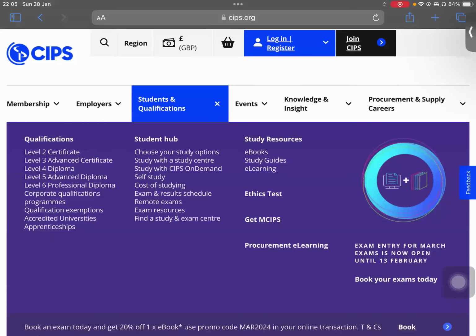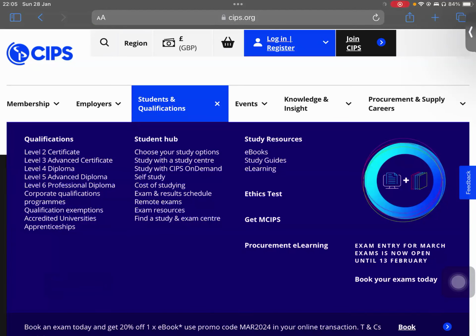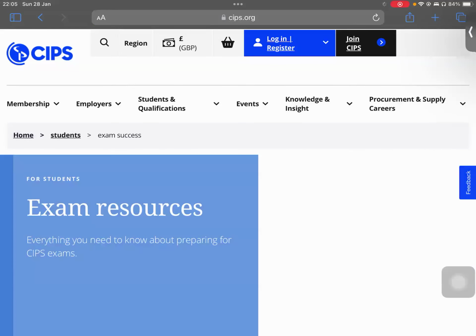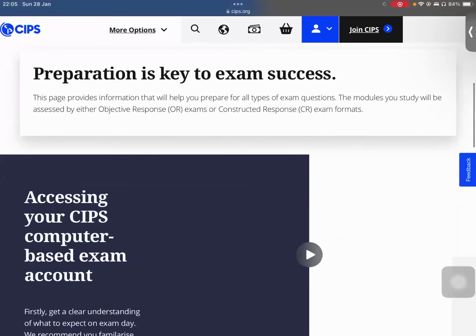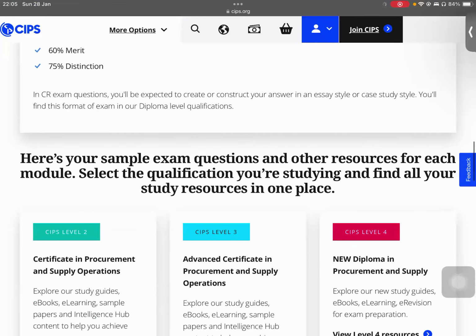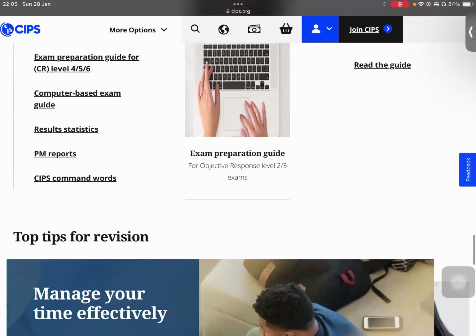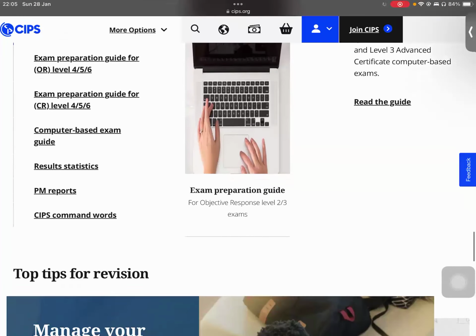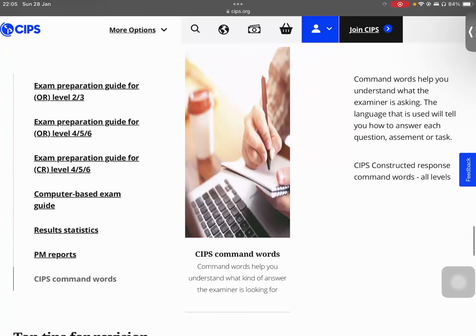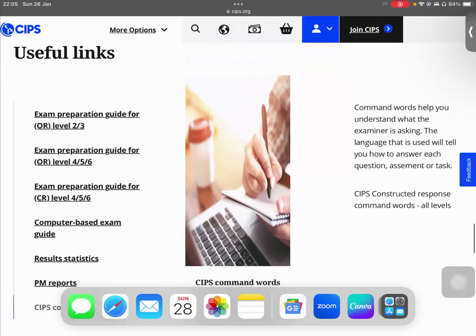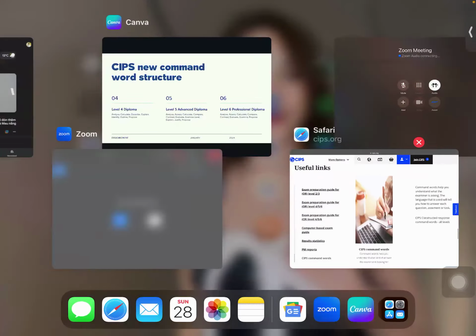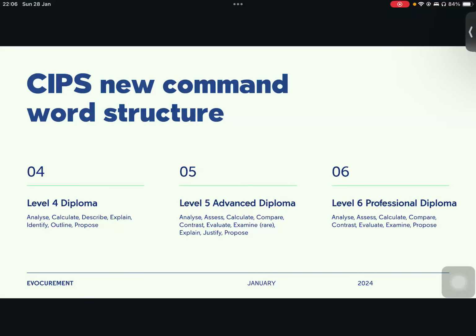Click on student and qualification, and under student hub, you'll find a line about the exam resources. Scroll all the way down, and with the useful links, you will see the zip command words. You can download this file for your review later. But I summarize them here. In the file, they explain in detail how we should understand these command words.